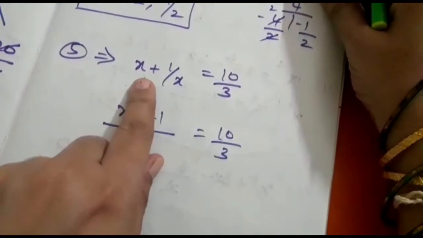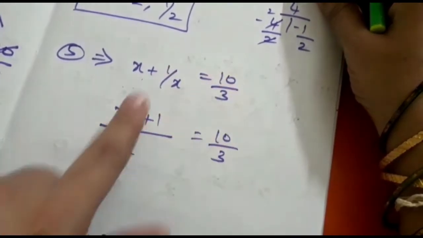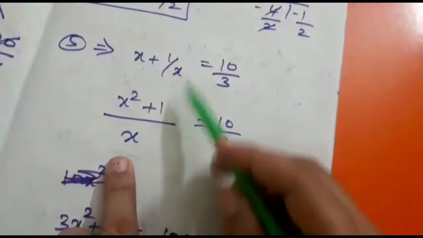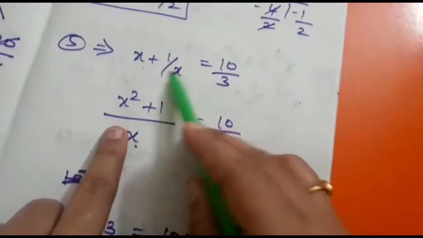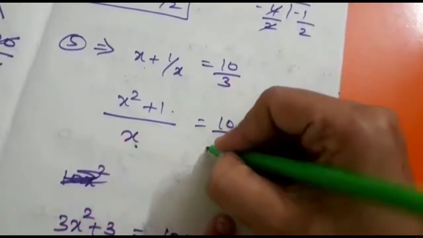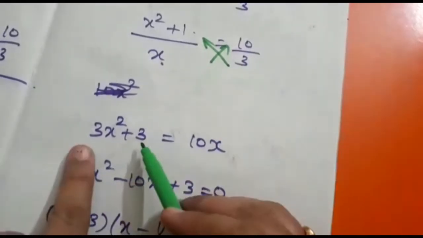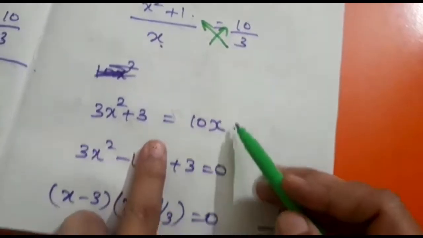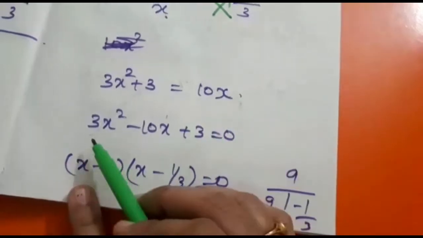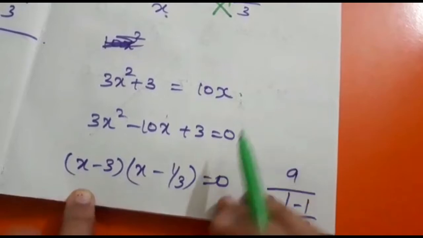The fifth equation I can write as x plus 1 by x is equal to 10 by 3. Again I can take x as the LCM. So this will be x square plus 1 by x is equal to 10 by 3. This can be multiplied and this will be 3x square plus 3 is equal to 10x. All the terms together I am going to take: 3x square minus 10x plus 3 is equal to 0.